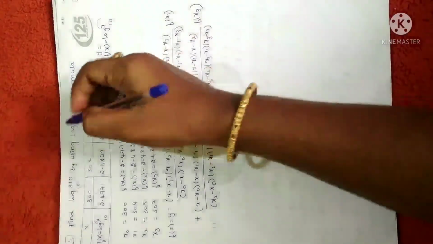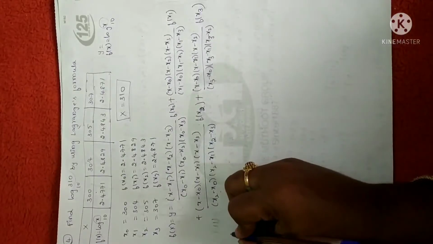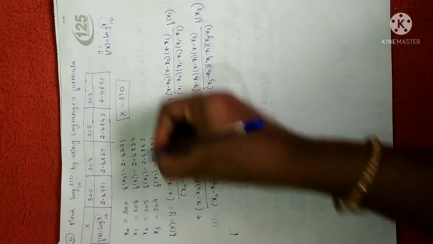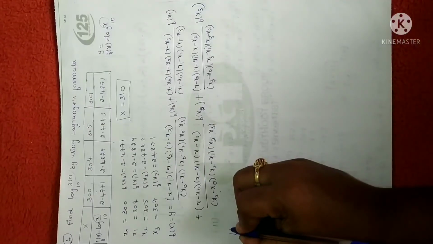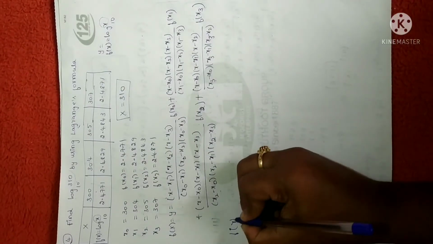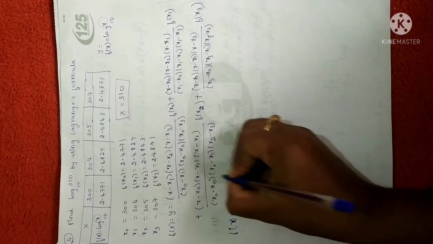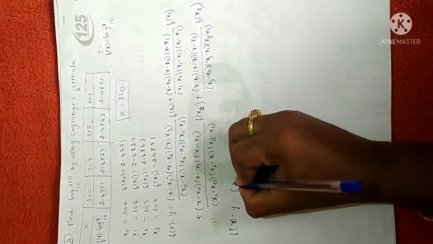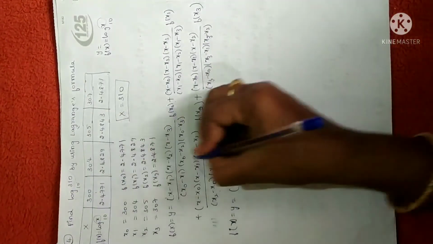Using Lagrange formula only you have to find. Now we have to substitute all the values. What is the value of x? It is 310, right? So f of x value we need to find. f of x is equal to y is equal to, what is the value of x? 310. 310 minus x1 is 304.